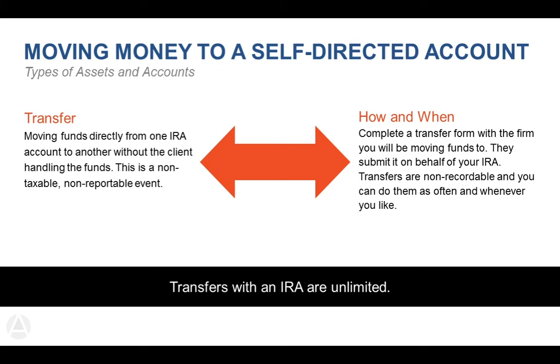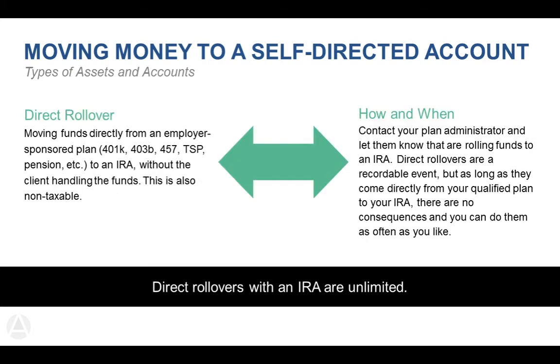So if you have an IRA and you'd like to move money to another IRA, utilize what's called a custodial transfer. It's non-taxable, non-reportable. There's no limits to how many you can do. You're just moving funds from one IRA to another. That has to be done from the same type of account to the same type of account: traditional to traditional, Roth to Roth. Now, most people will call this a rollover, but that is not necessarily the case.